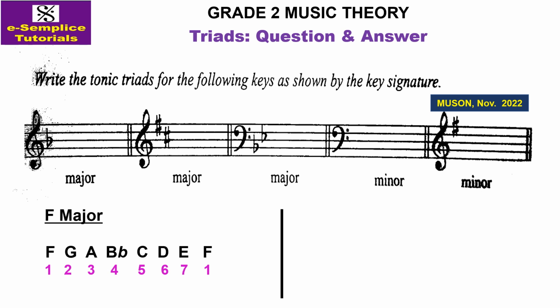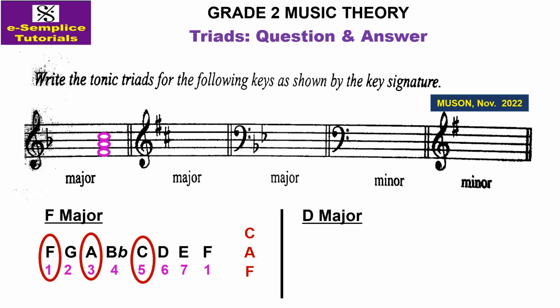All the triads here are tonic, so all the triads are based on the first note of the scale. So here we are going to have F, A, and C. Stack the notes, put it on the stave. You have F, A, then C.